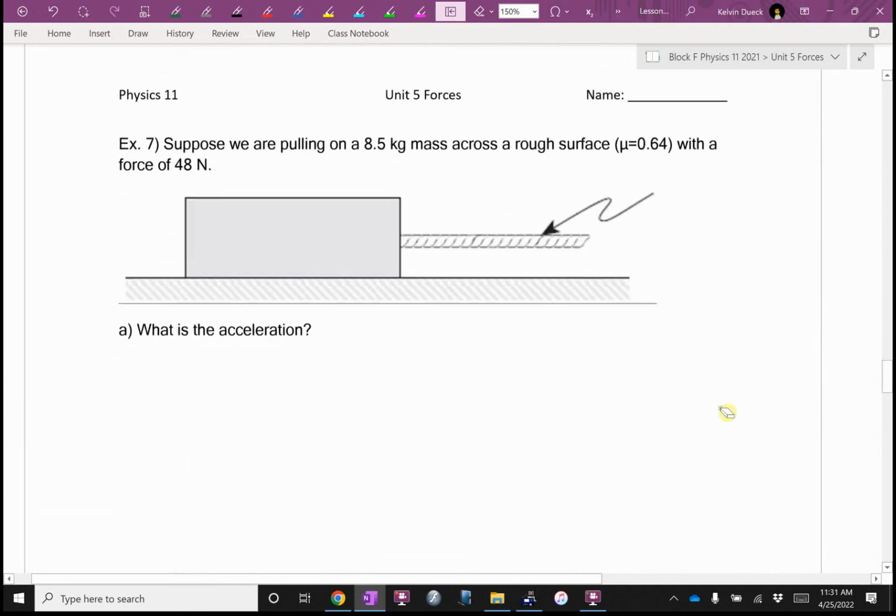One more, we're done. Suppose we're pulling an 8.5 kilogram mass across a rough surface with a force of 48 newtons. What's the acceleration? Okay. I can do this. Claudia, what's this asking me to find? Any suggestions on how we want to start out?